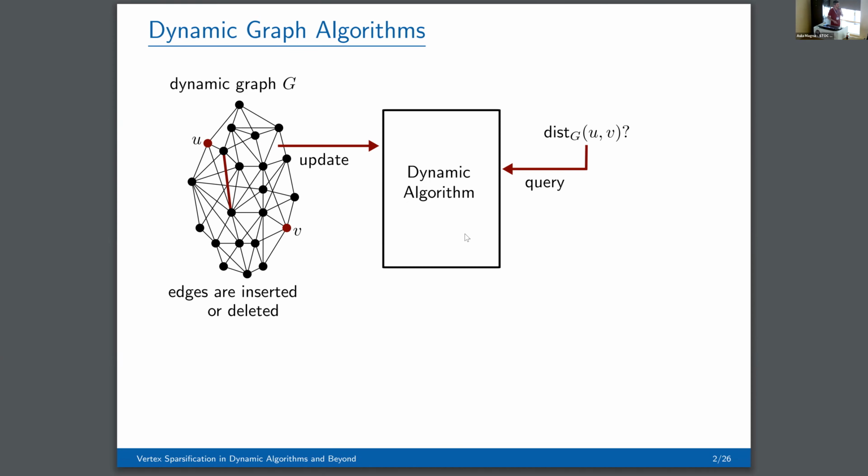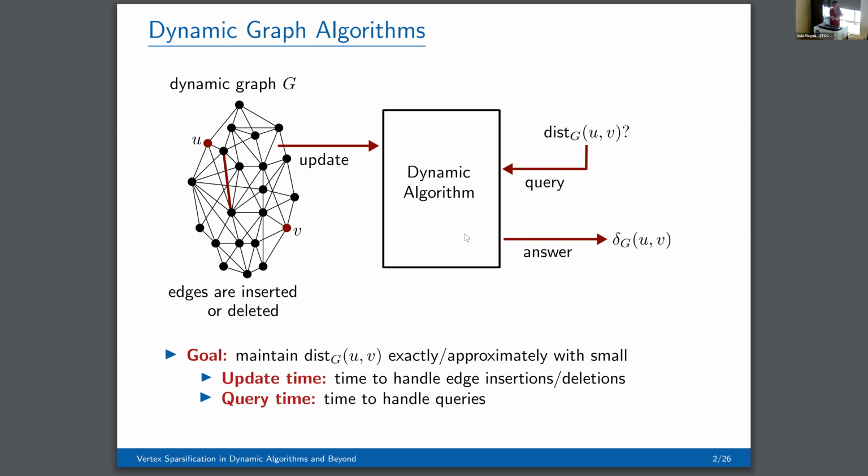And in this specific example, it's just shortest path between two vertices in the underlying graph. And the user can ask, what is the shortest path distance between U and V? And you will have to answer. You'll have to give an answer, right? And this answer can be either exact or approximate, depending on what you're looking for.